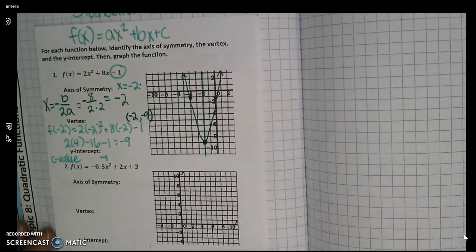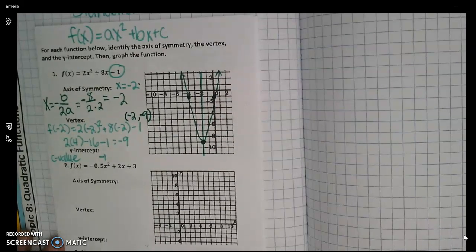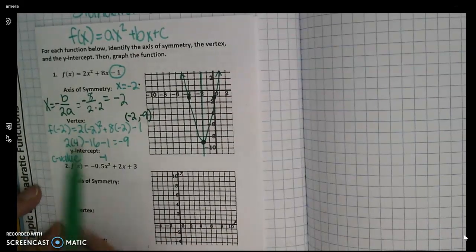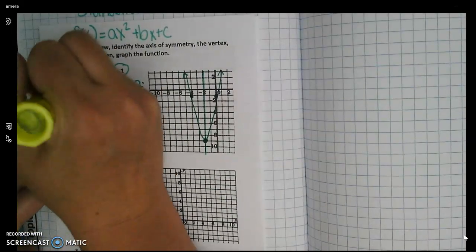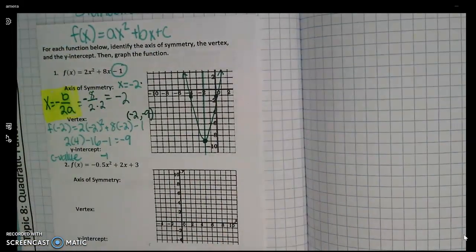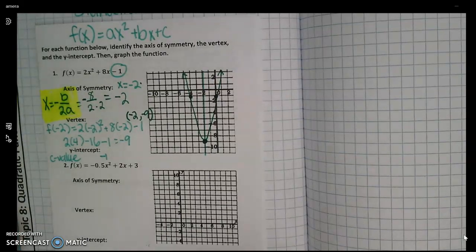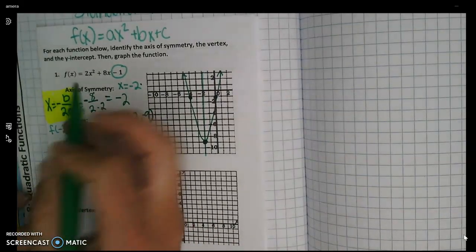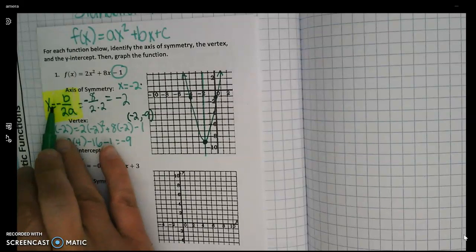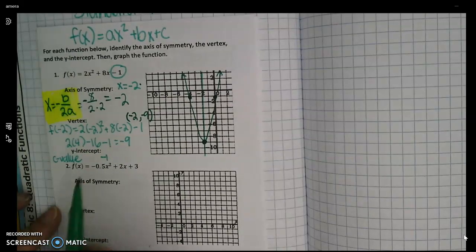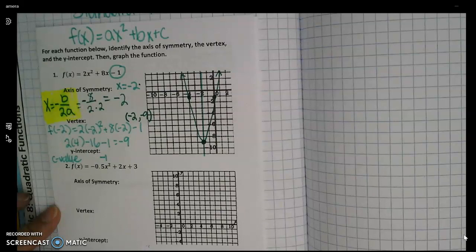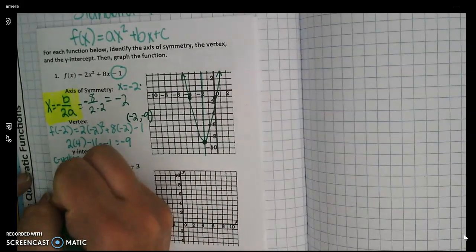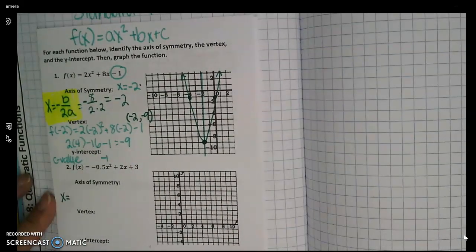Okay, so number 2, we're going to do the same thing. We'll find the axis of symmetry using the axis of symmetry formula. I'm actually going to highlight this so it's something that pops out to me. Definitely want to know that, because we're going to use it over and over again. So if my axis of symmetry formula is x equals negative b over 2a, the first thing I need to do is identify what b and a are. B in this case is 2, a is negative 0.5 or negative 5/10. So I'm going to just plug them in.